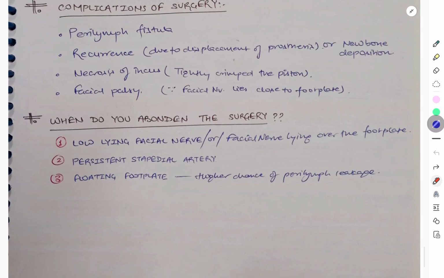When do you abandon the surgery? It is very important to say no to the surgery when there is a low lying facial nerve or the facial nerve is lying over the footplate. If you disturb the footplate, the facial nerve is disturbed. If there is a persistent stapedial artery and a floating footplate, there is a higher chance of perilymph leakage. So in these three cases, that is low lying facial nerve, persistent stapedial artery and floating footplate, we should try to abandon the surgery. So this was about otosclerosis.